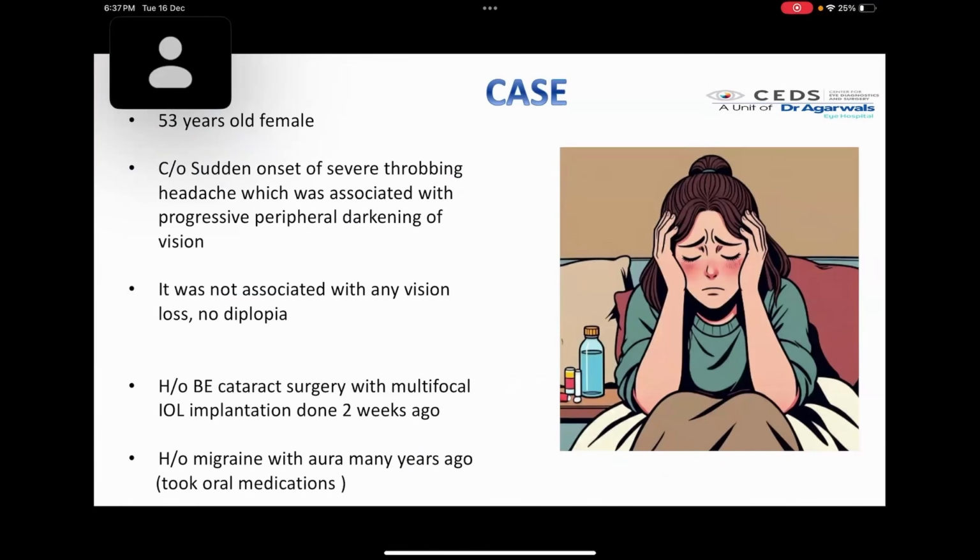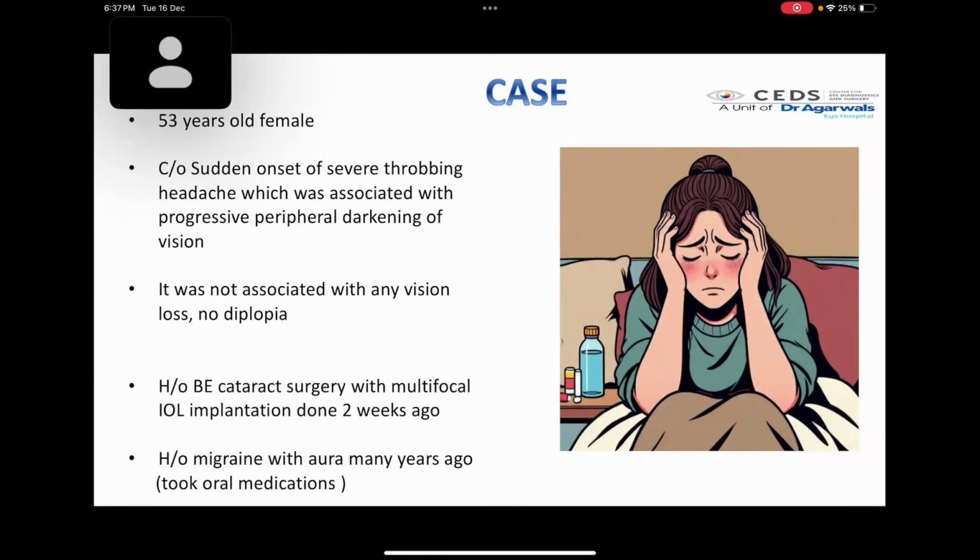She came with sudden onset of severe throbbing headache, which was mainly affecting the right side of her face. And it was associated with peripheral progressive darkening of the vision. This was very typical of what she complained of.